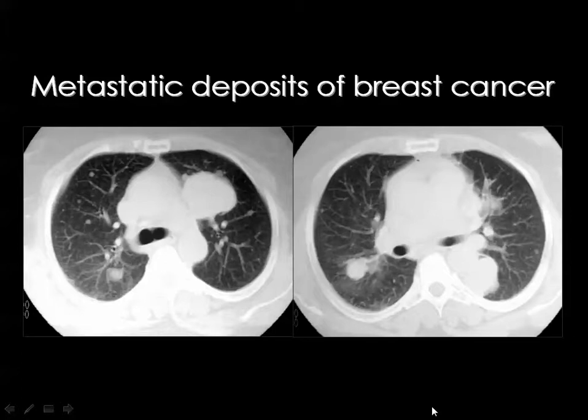Then a mixture of both cannot exclude the possibility of metastatic disease.